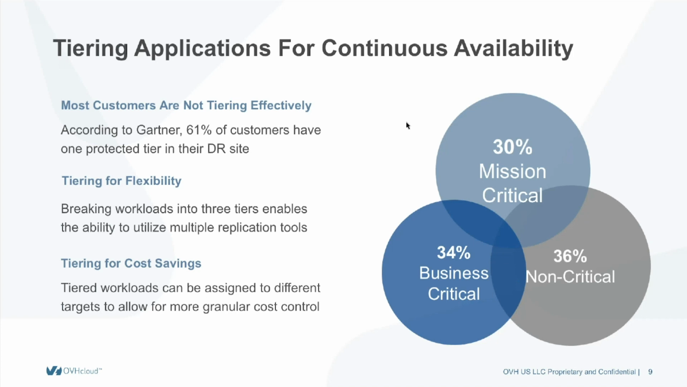So when I start thinking about mission critical, business critical, and non-critical as having their own independent tool and methodology for coming up with even associated recovery times, there's also an associated cost that I can balance across these three. So if we take that back to the initial idea that most customers are not tiering effectively, if you're putting everything into one recovery blob, you're only able to use one tool and you only have the option to apply one costing measure towards it.